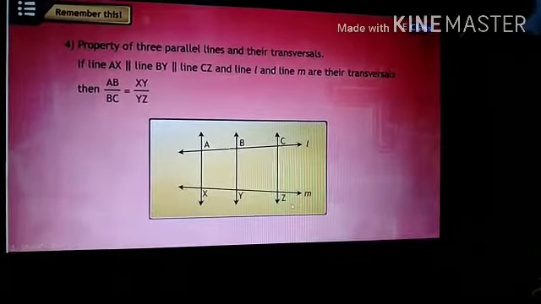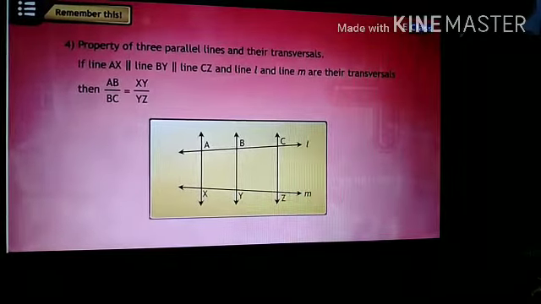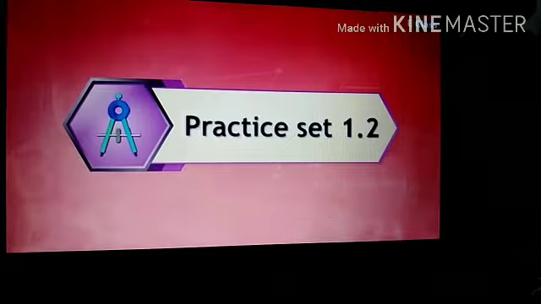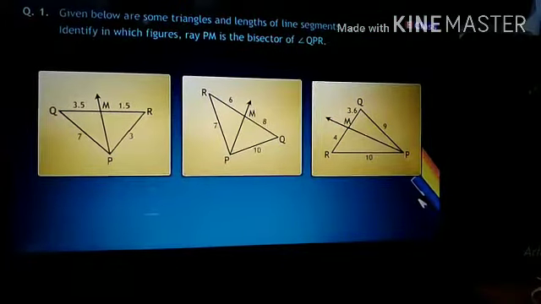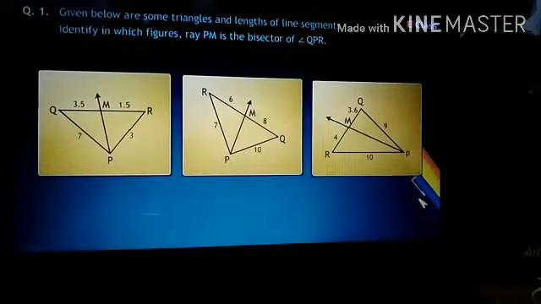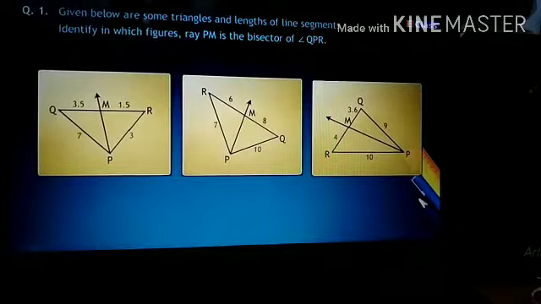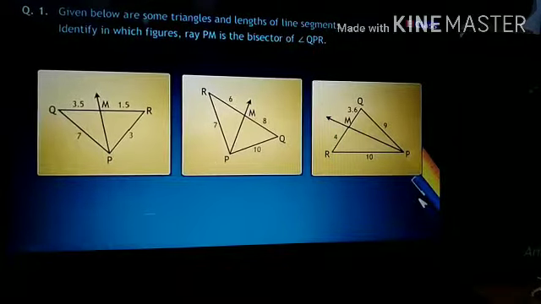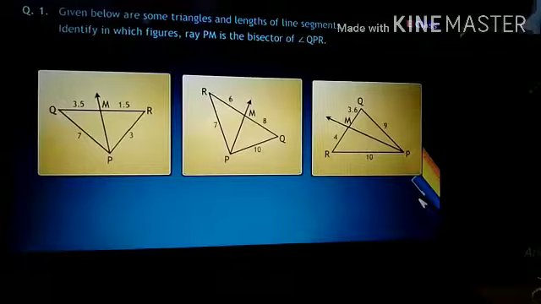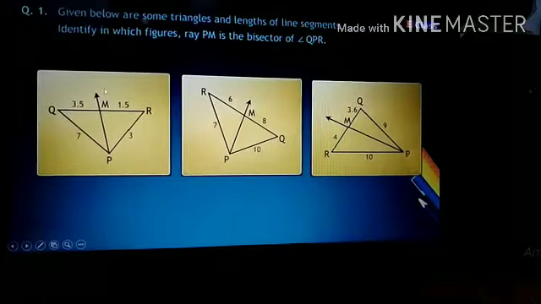Thus, recalling this property, let us begin with our exercise. That is practice set 1.2. So the first question states that given below are some triangles and lengths of line segment. Identify in which figure ray PM is a bisector of angle QPR. So we have here three figures, that is three different sums. Let us begin with the first sum.